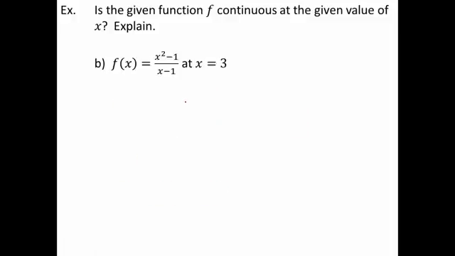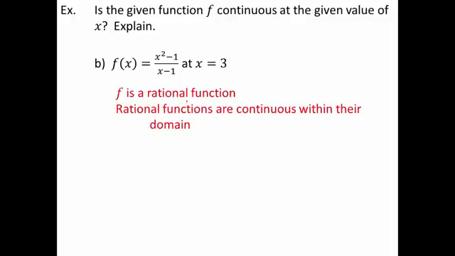Similar process with rational functions. Rational functions are continuous everywhere except where there's a domain restriction. So because rational functions are continuous within their domain, I just have to check, is x equals 3 within the domain? Well, I know for rational functions, domain restrictions occur based on the denominator. The denominator is x minus 1, therefore the domain is x is all real numbers except 1.